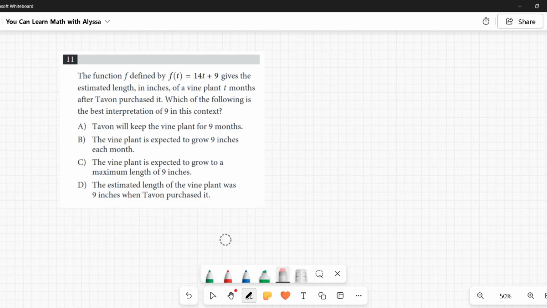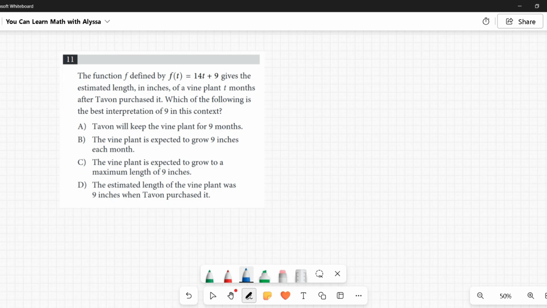Number 11, the function f defined by f of t equals 14t plus 9 gives the estimated length in inches of a vine plant t months after Tavin purchased it. I hope I'm saying that name right. Which of the following is the best interpretation of 9 in this context?